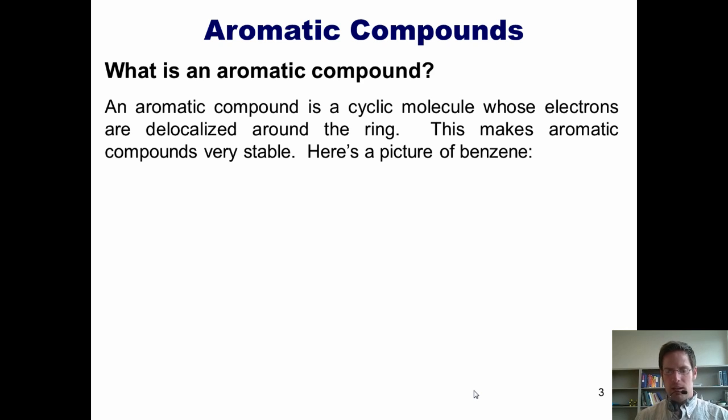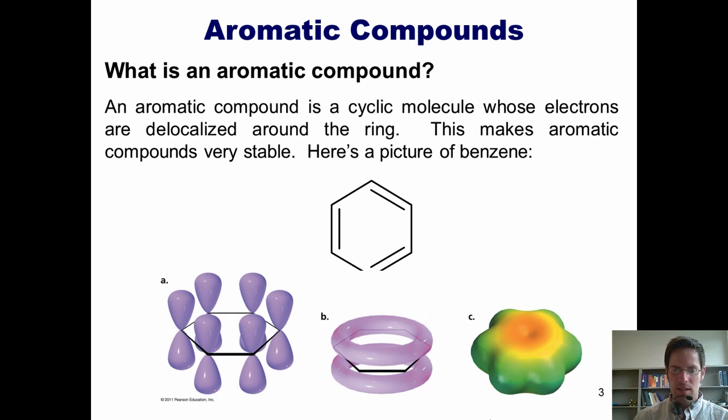So what is an aromatic compound? An aromatic compound is a cyclic molecule whose electrons are delocalized around the ring. This makes aromatic compounds very stable. Here are some cool pictures of benzene, the simplest starting molecule for teaching students about aromaticity.